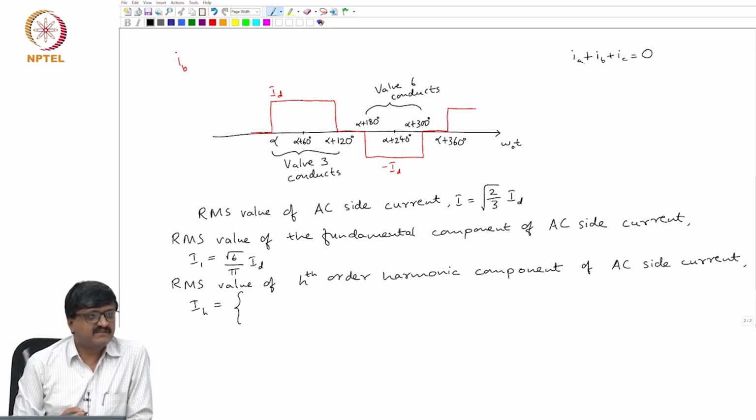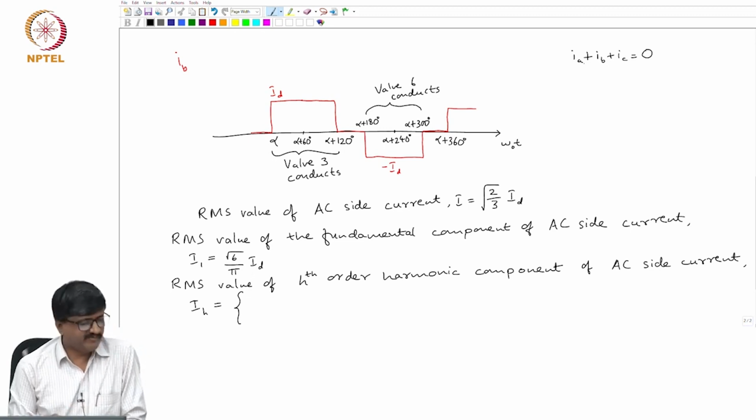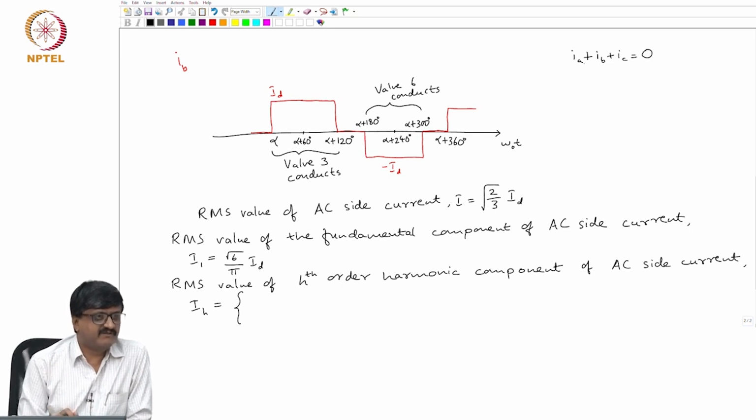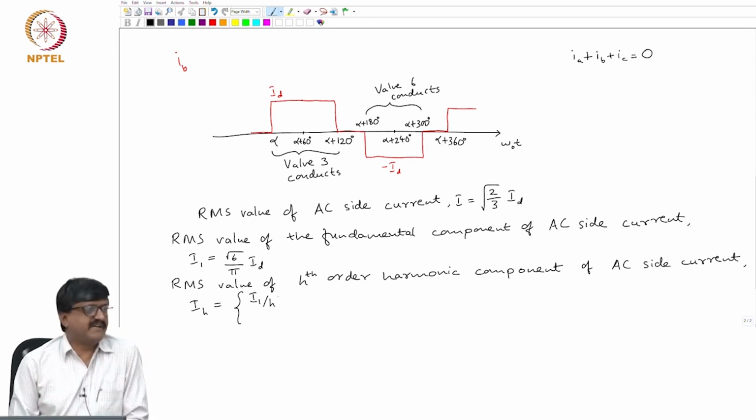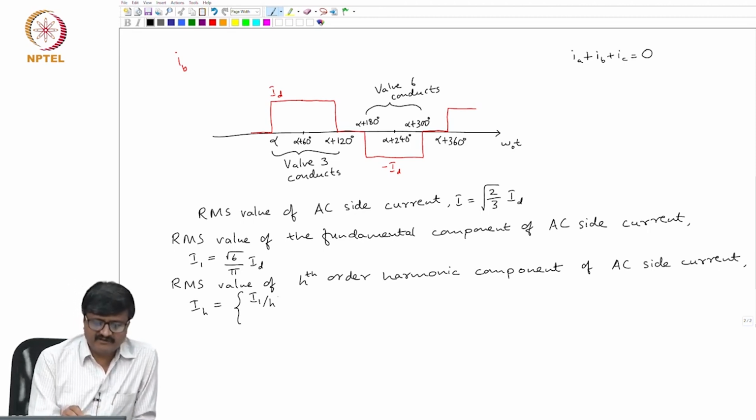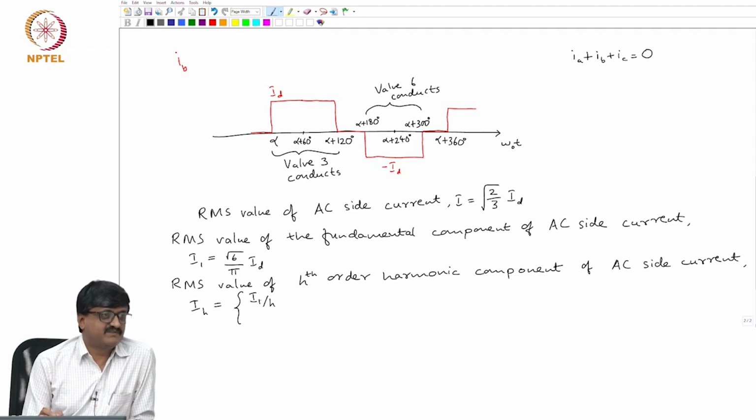So, what remains are the harmonics of particular orders, which can be given by an expression. What is the first harmonic component that is present? 5. I will leave it to you to show that this IH can be written in terms of ID. It can be shown to be I1 by H, whereas we have already shown that I1 can be written in terms of ID. So, the harmonic component can be written as I1 by H. It is 1 by H into the fundamental.